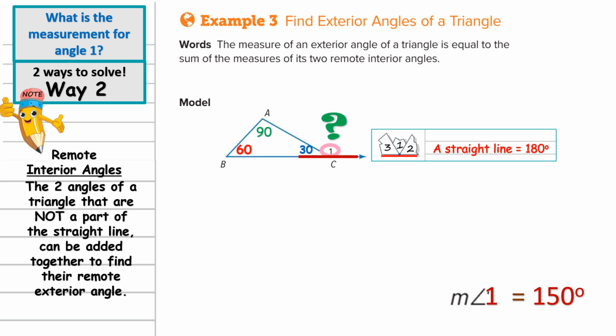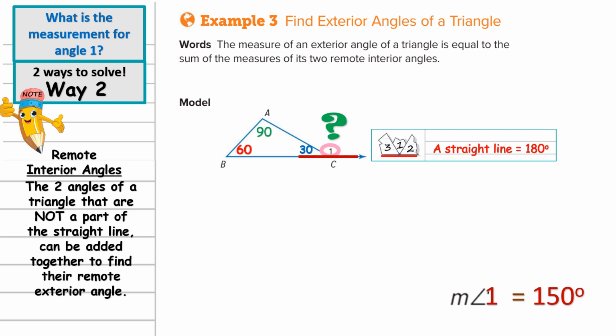So looking back at the image, I see the dark red makes the straight line where we're trying to find the measurement for angle 1, right? So A and B in this example are not a part of that straight line. The only two things that make that straight line are angle 1, which we're trying to find, and angle C, which we know is equal to 30.